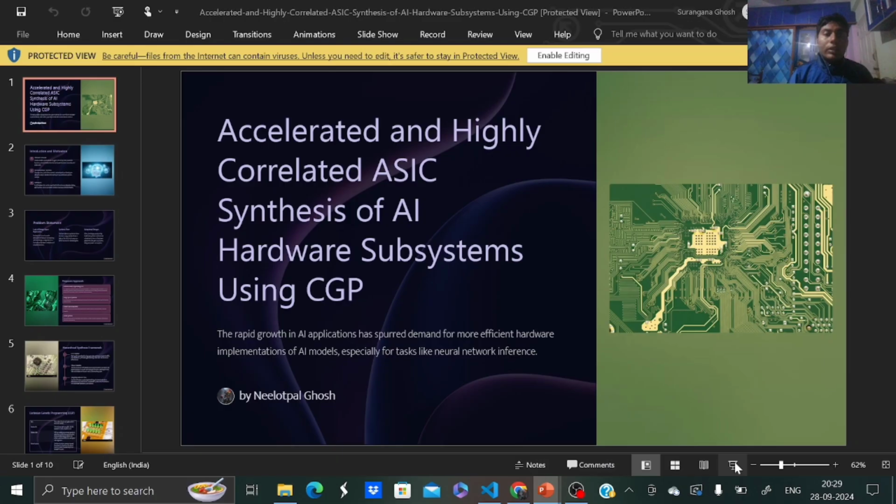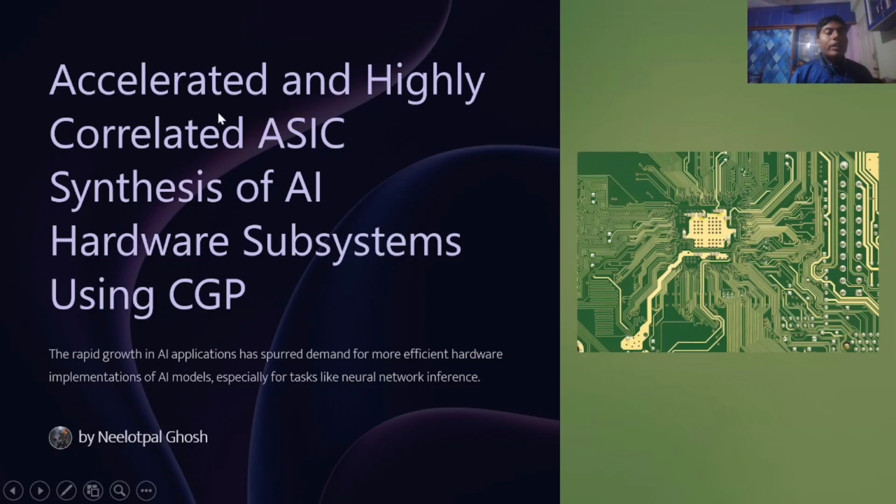Today's topic is accelerated and highly correlated ASIC synthesis of AI hardware subsystem using CGP. ASIC is application specific integrated circuit. So how is this topic related to DDCO? Basically, ASICs are customized hardware circuits designed for specific tasks.